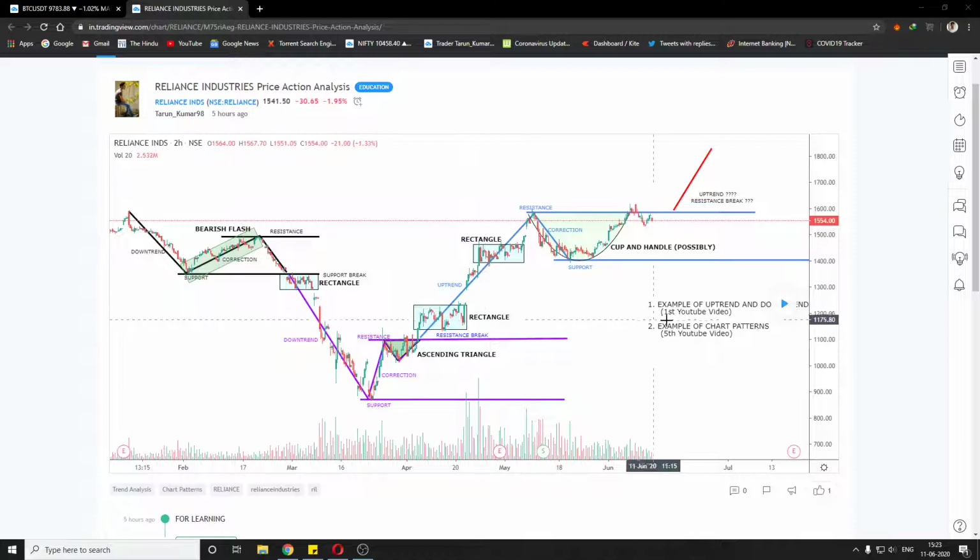And in this example, I also showed some patterns, like this is a bearish flag, here we have a rectangle formation, here we have an ascending triangle, and now it looks like a cup and handle pattern. So I hope you have seen the previous videos and have a general idea about downtrend, uptrend, support, resistance, and the patterns. So in this video we will learn about volume.